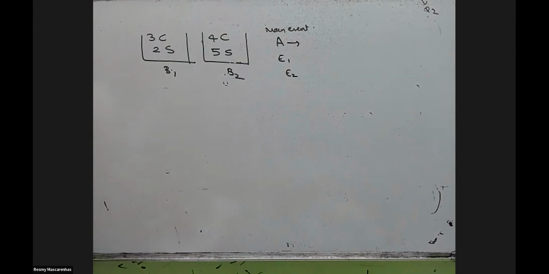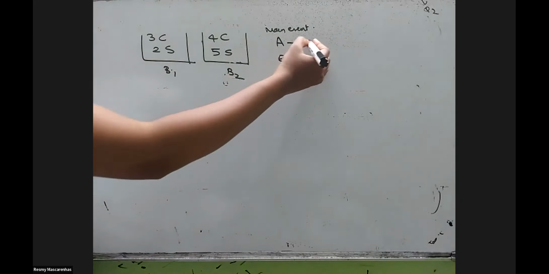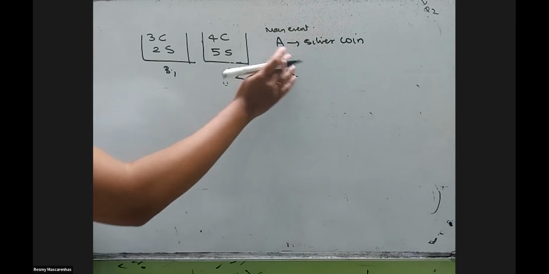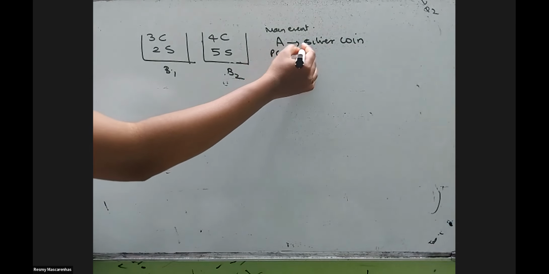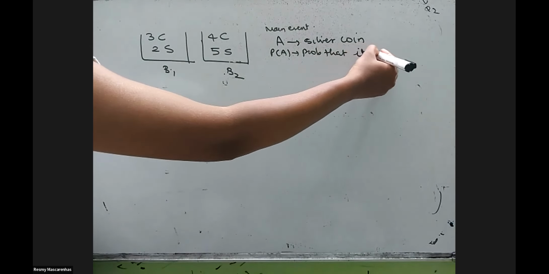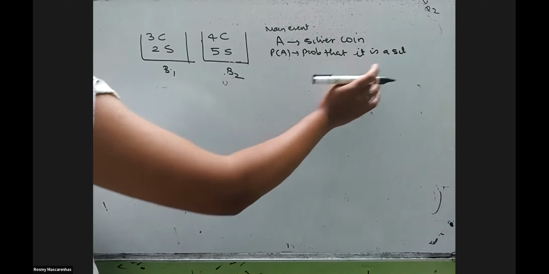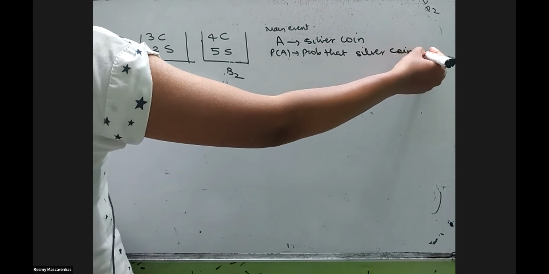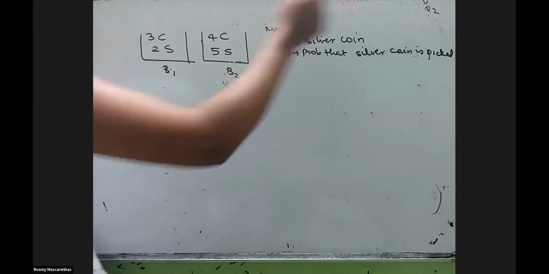Now main event is what is the final question asked, that becomes always your main event. So what is the probability that it is the silver coin? So A, we will take it as silver coin. Means probability of A. A silver coin is picked. So one coin has been picked out of the 2 bags.